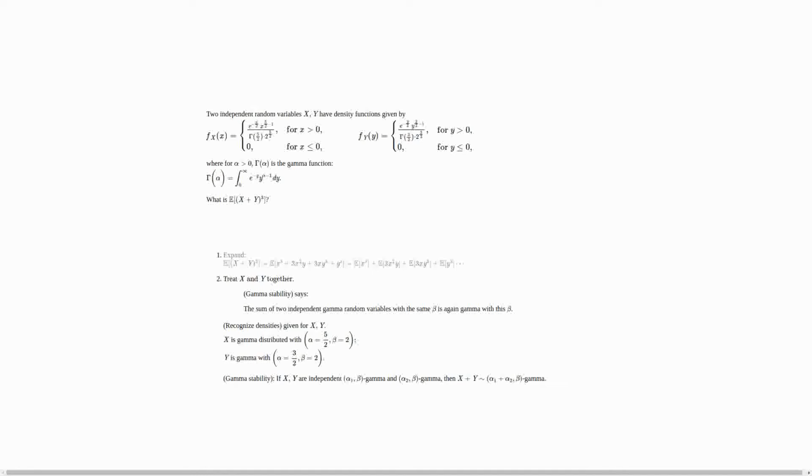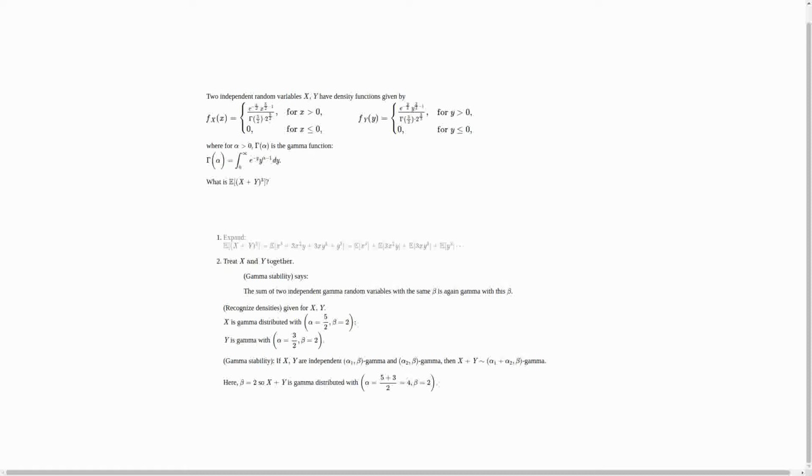Well, gamma stability says that the sum of two independent gamma random variables with the same beta is again gamma with this beta. So in particular, if x and y are independent, alpha 1 beta gamma and alpha 2 beta gamma, then x plus y is alpha 1 plus alpha 2 beta gamma. So here, beta is 2. So x plus y is gamma distributed with the sum of the alphas, i.e. alpha is 5 over 2 plus 3 over 2, which is 4, and beta is 2.